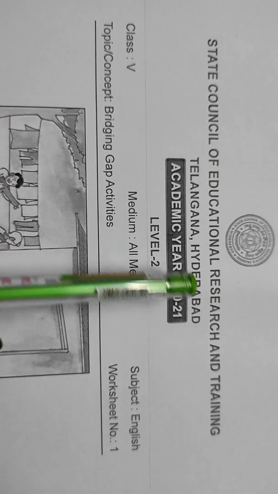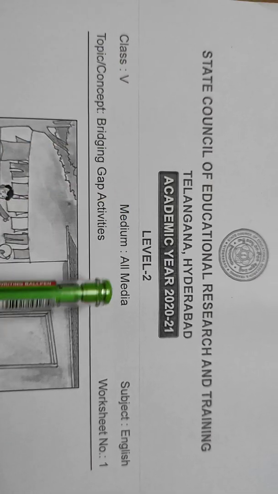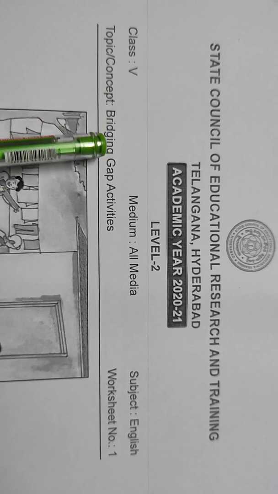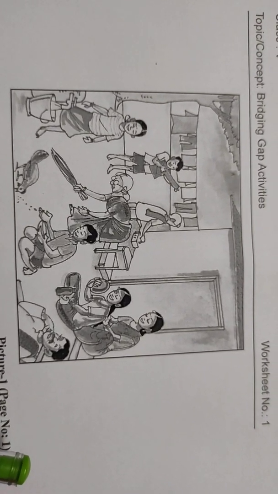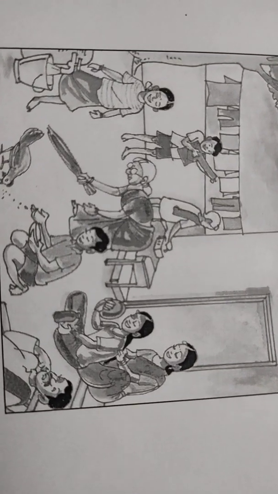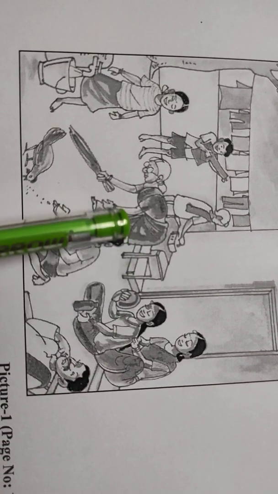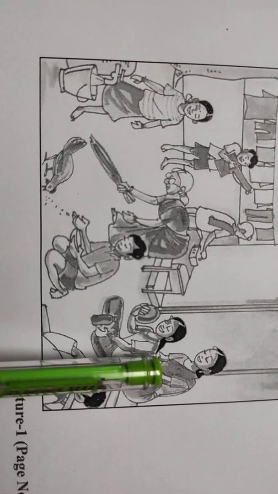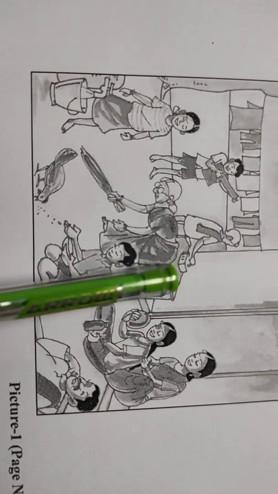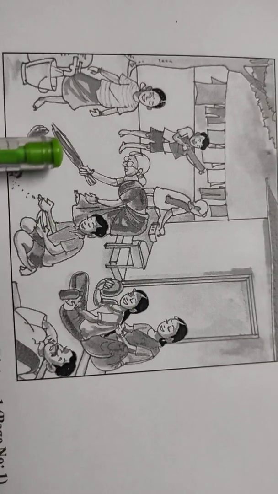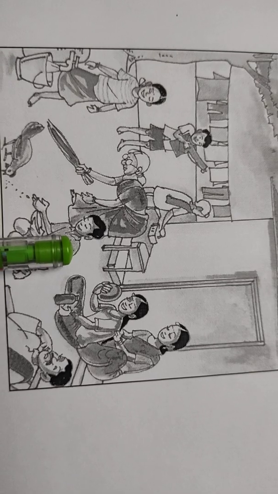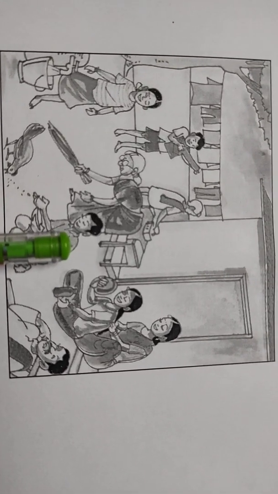See SCRT, class 5, subject English, worksheet number 1. Topic: bridging gap activities. This is a picture. Just observe the picture. See here, grandmother, grandfather, father, mother, children. These people are doing some actions. They are doing some works. I think you already saw this picture in your textbook also.